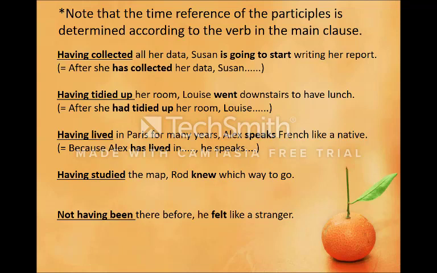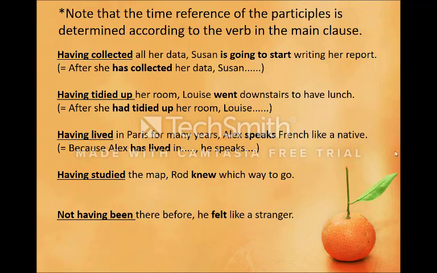Having lived in Paris for many years, Alex speaks French like a native. This time there is a reason clause and also there's a time difference. So because Alex has lived in Paris for many years, he speaks French like a native. How do we show that there's this time difference and then there is a clause of reason? So it's going to be having lived.